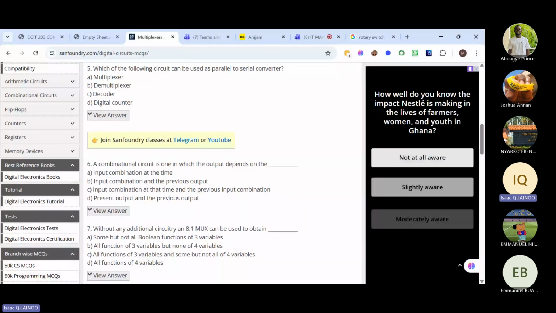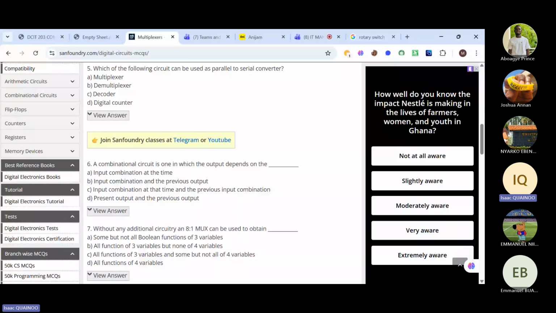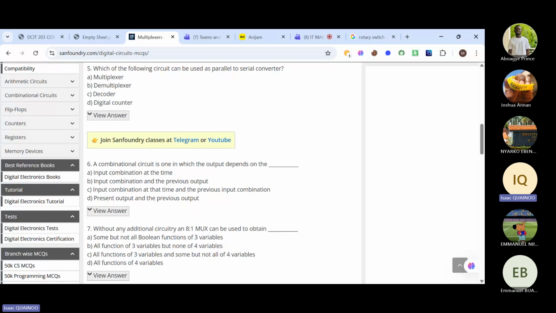So question 5, which of the following circuits can be used as a parallel to serial converter? Honestly, I'm not familiar with the structure of this question. B, demultiplexer. Okay. So anyone with another option?